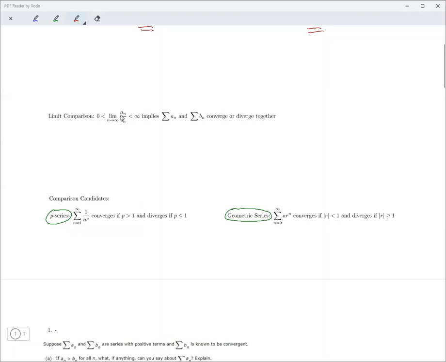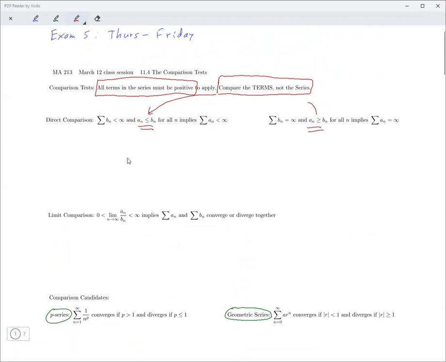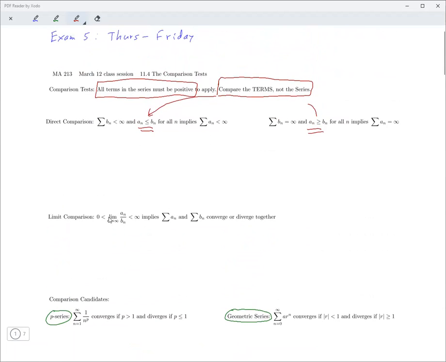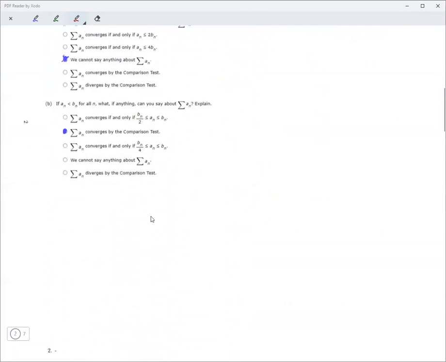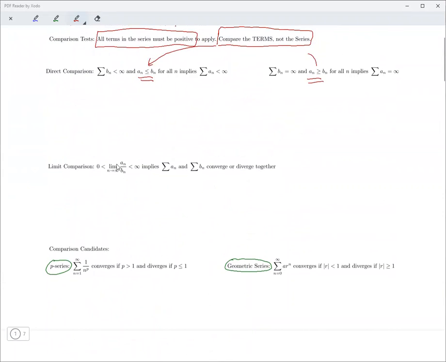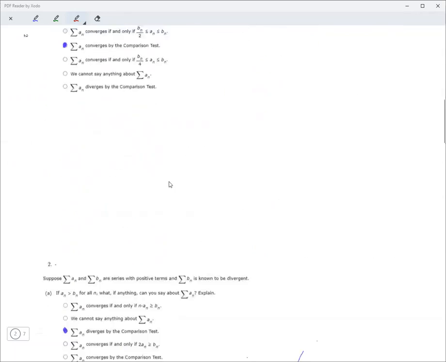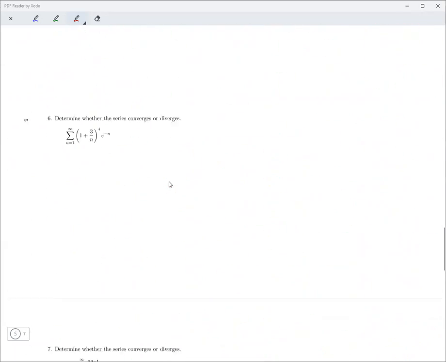If you have the limit as n goes to infinity of a sub n over b sub n, that's what you're looking at. If that's some value between 0 and infinity, then they both converge or diverge together. So you don't have to worry about which one's larger or smaller. They're both going to do the same thing. This could also be 0 or infinity, in which case they could do different things. They still might do the same, but not necessarily.